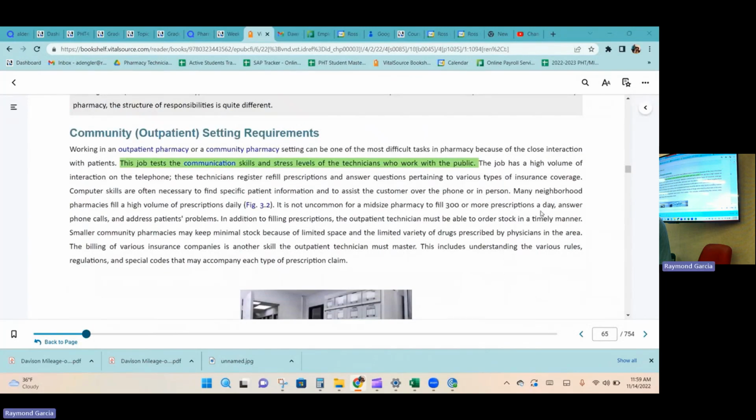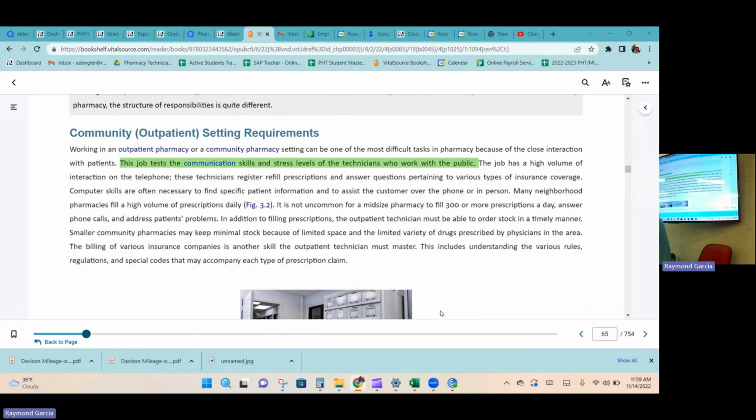Working in an outpatient pharmacy or a community pharmacy setting can be one of the most difficult tasks in pharmacy because of the close interaction with patients. This job tests the communication skills and stress levels of the technicians who work with the public. This job has a high volume of interaction on the phone. These technicians register, refill prescriptions, and answer questions pertaining to various types of insurance coverage. Computer skills are often necessary to find patient-specific information and assist the customer over the phone or in person.